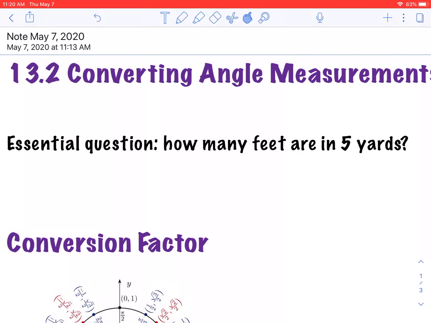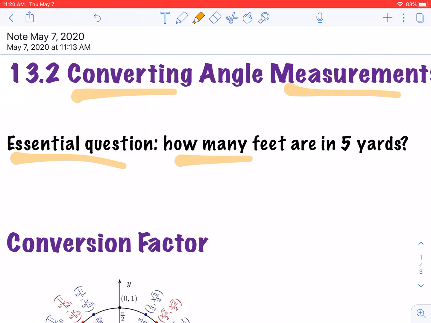Converting angle measurements is going to be a skill that we're going to need to apply when we start talking about sector areas and arc lengths. And even when we start talking about solving, it's going to help us make relations. So in order to introduce this concept of converting angle measurements, I first have an essential question for you to answer. And hopefully it's an easy one.